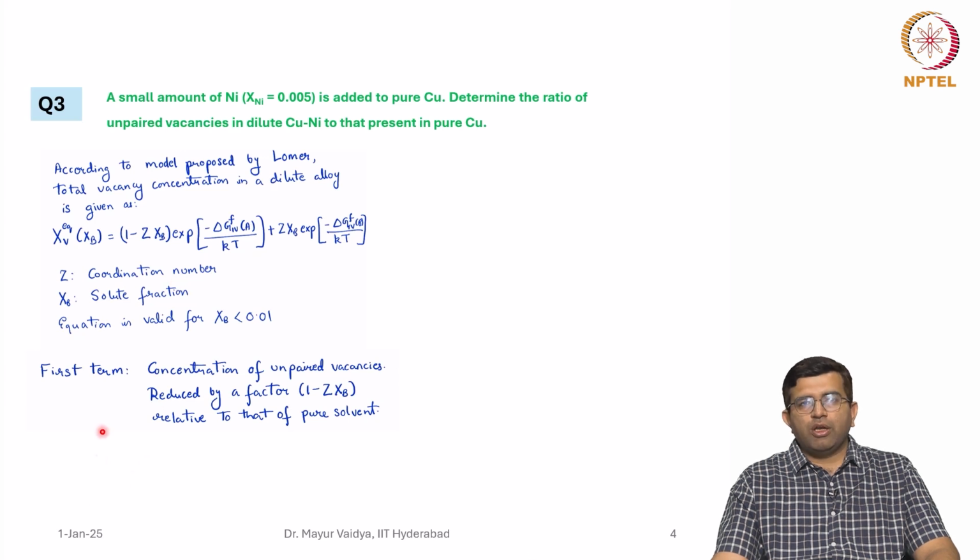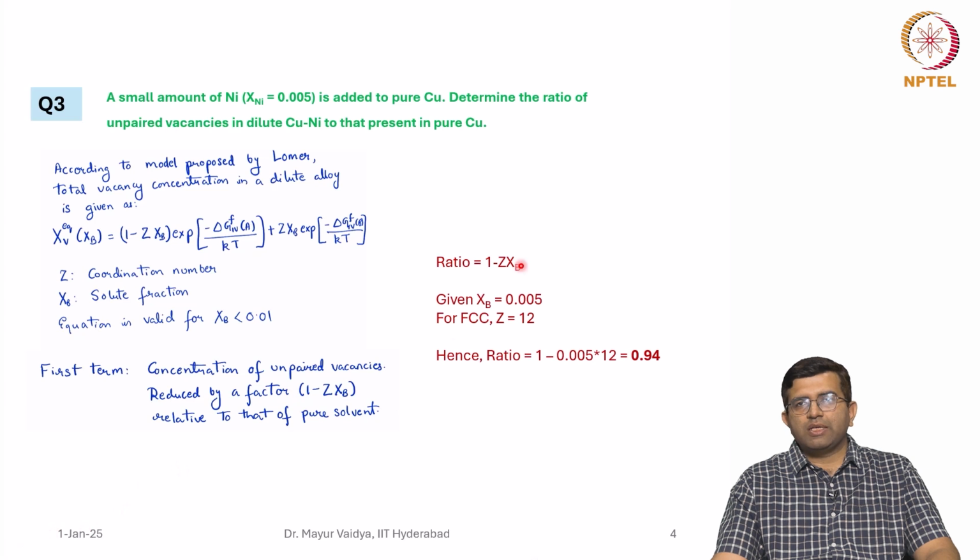So, the ratio of the unpaired vacancies in dilute copper-nickel to that present in pure copper will be given as 1 minus Z X_B, which comes out to be, if you put X_B as 0.005 and for FCC Z equal to 12, the ratio is 0.94.